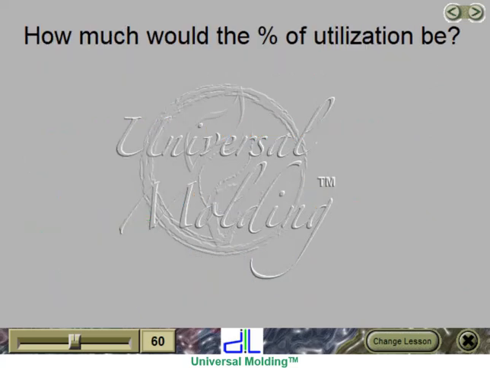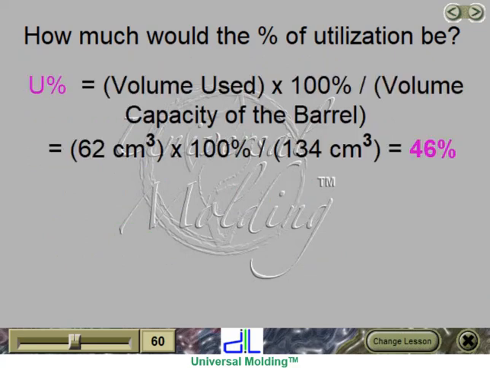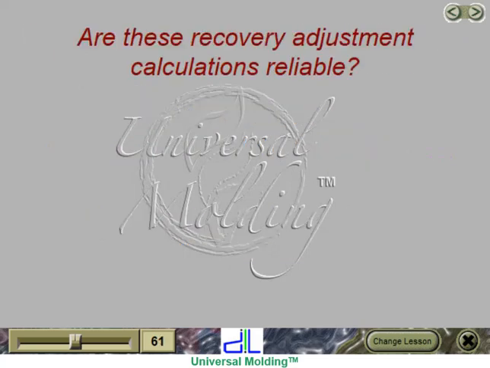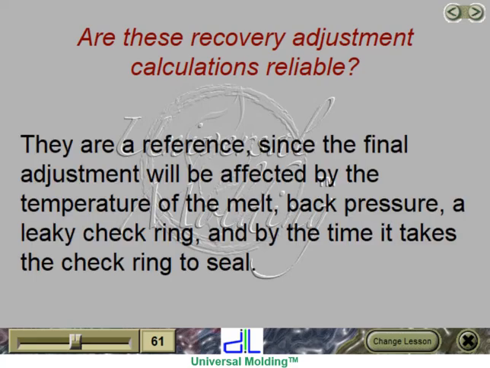How much would the percentage of utilization be? Percentage of utilization would be volume used times 100% divided by volume capacity of the barrel. According to this calculation, the percentage of utilization would equal 46%. Are these recovery adjustment calculations reliable? They are a reference, since the final adjustment will be affected by the temperature of the melt, back pressure, a leaky check ring, and by the time it takes the check ring to seal.